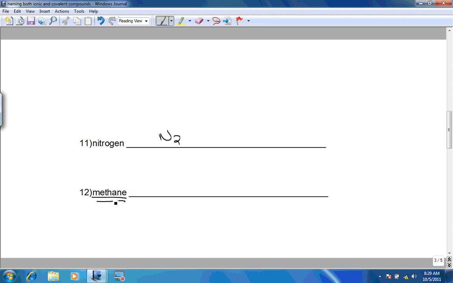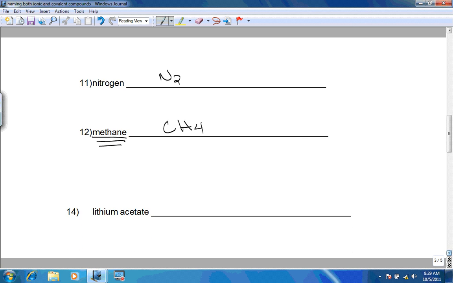Methane is an organic compound. It's CH4, and we're going to talk about that more when we talk about organics, so you don't have to worry about that one.